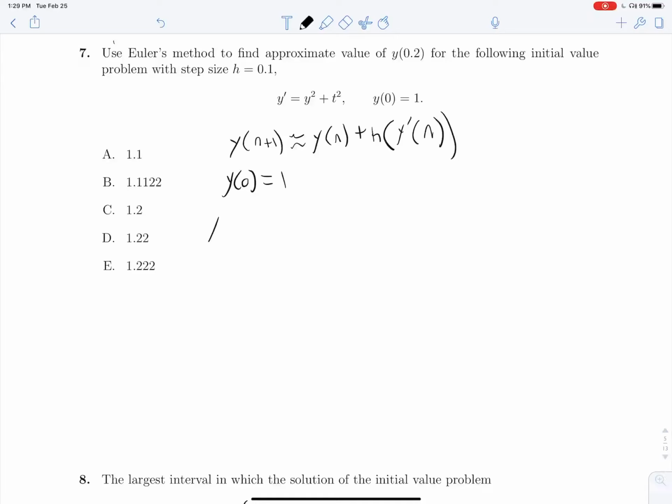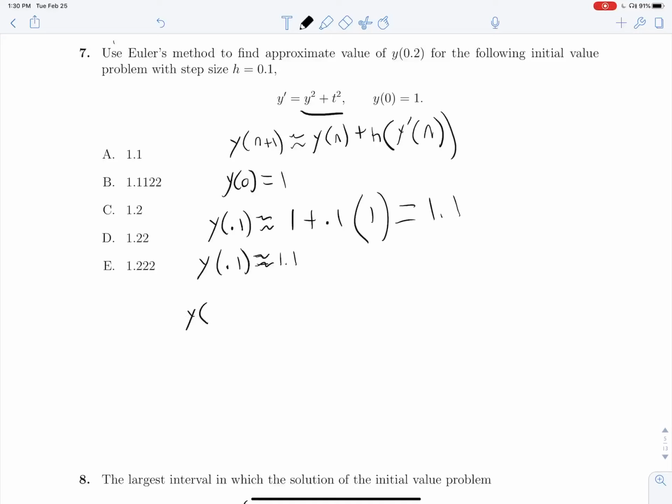Our first approximation is y at 0.1 is approximately equal to y at 0, which is 1, plus h, which is 0.1, times y prime evaluated at 0, 1. That's going to give us 1 squared plus 0 squared, so 1, and so this is equal to 1.1. Now we have our new condition to work with. We have that y at 0.1 is approximately equal to 1.1, and we can take that and use it for our final approximation step.